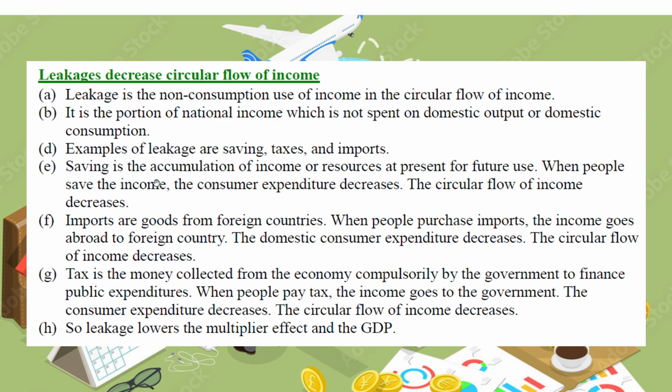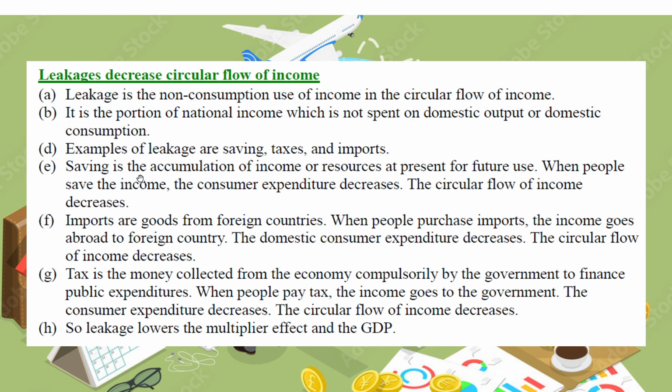So when we talk about the multiplier effect, you remember leakage and injection. Leakage decreases the circular flow of income. The income is lost, so it doesn't flow and doesn't multiply anymore. Leakage is the non-consumption use of income in the circular flow of income. It is the portion of national income which is not spent on domestic output and domestic consumption, maybe spent on foreign stuff. Examples of leakage are saving, taxes, and imports.